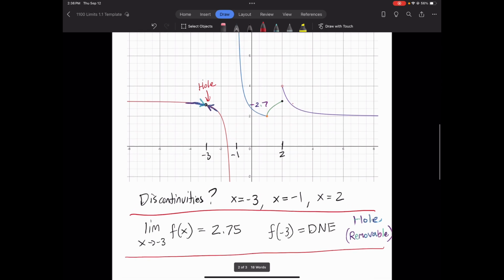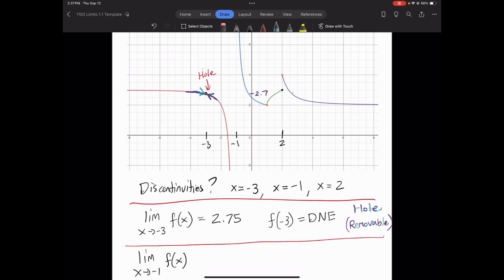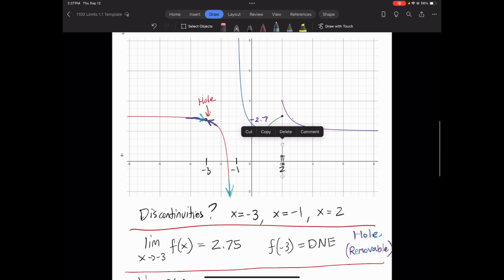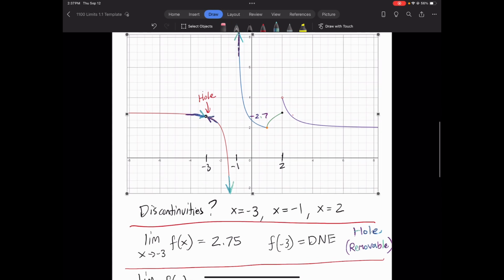Let's look at what's happening at -1. What is my function approaching as I approach -1? If I come from the left side, my function is shooting down to negative infinity as I approach -1. But if I come from the right side, my function is going up to positive infinity. Interesting. So at -1, it depends on what direction I come from, because I'm getting two different types of infinity, positive infinity and negative infinity.